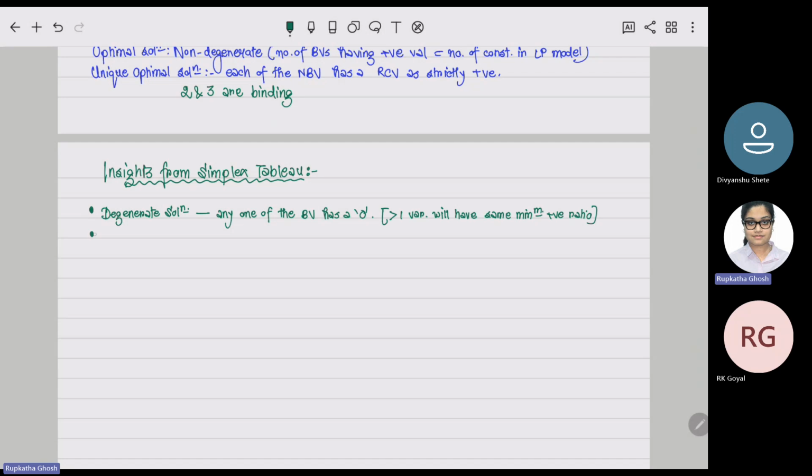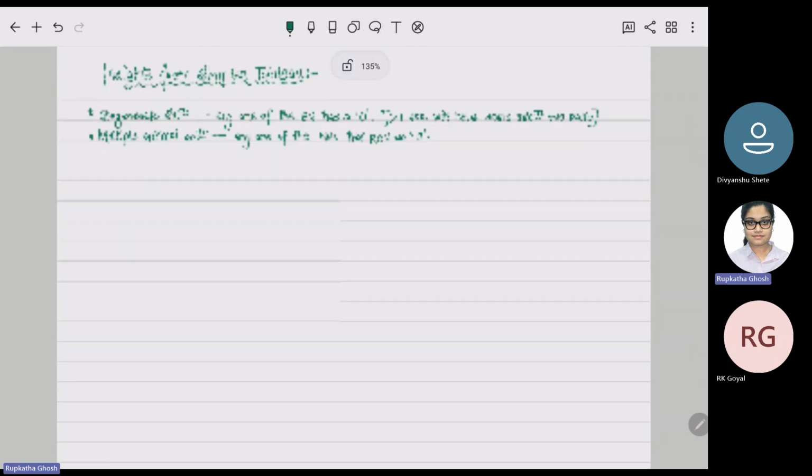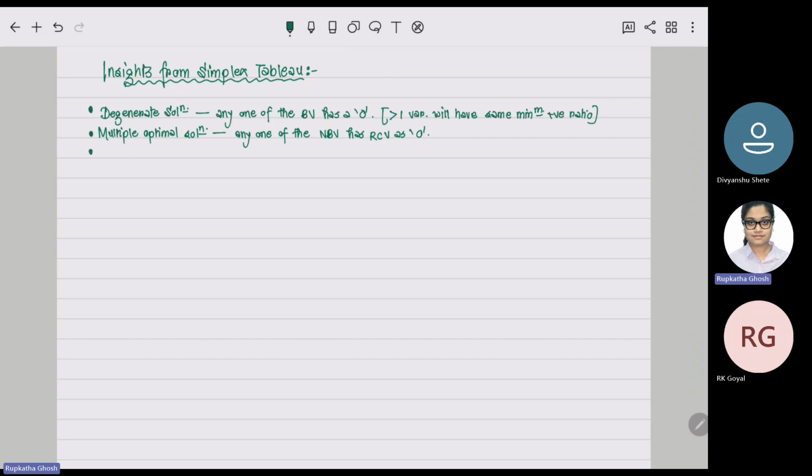Okay. Second is multiple optimal solution. In multiple optimal solution, if any one of the non-basic variables has its reduced cost value as 0, then we have multiple optimal solutions. Unique optimal solution you already know. Just the opposite of this. Either the reduced cost value of the non-basic variable is strictly positive or strictly negative, depending upon the nature of your problem. Third is we have the unbounded solution.